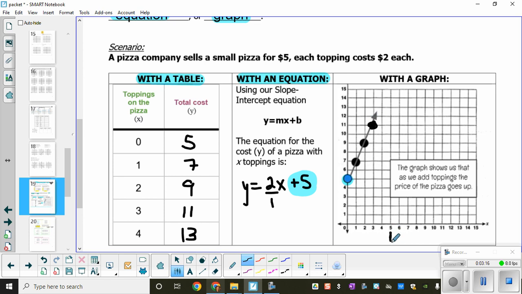Down here on this axis, we've got toppings, and the cost over here is going to depend on how many toppings you got. So our independent factor here is the topping. That's represented on the x-axis, and the dependent variable here is y. That represents the cost, and we can see on the y-axis that the cost depends on the number of toppings. So that's our goal for today's video: to finally draw the connections all the way full circle between the table, the equation, and the graph.